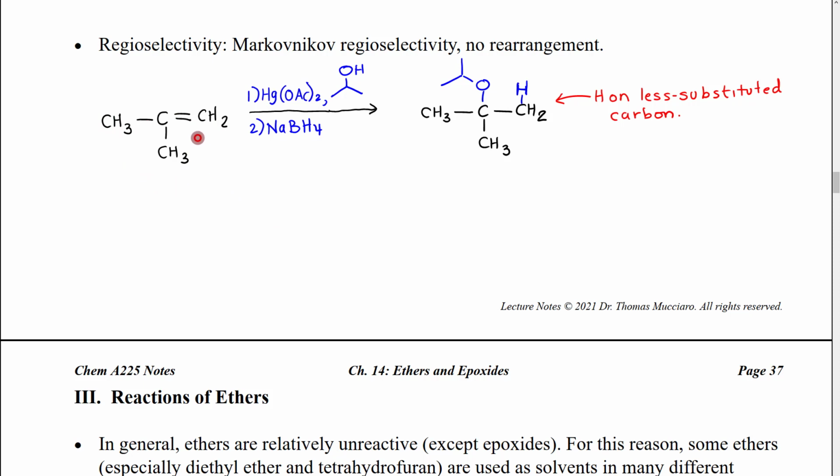If we take this alkene, which has two carbon groups attached to the left carbon and only two hydrogens attached to the right carbon, we treat it with mercury acetate and this alcohol. What will happen is the hydrogen will become attached to the carbon that has the most hydrogens, in other words, the less substituted carbon, which would be the right-hand carbon. And the alkoxy group of the alcohol will become attached to the more substituted carbon, which is the left carbon. That creates this product right here.